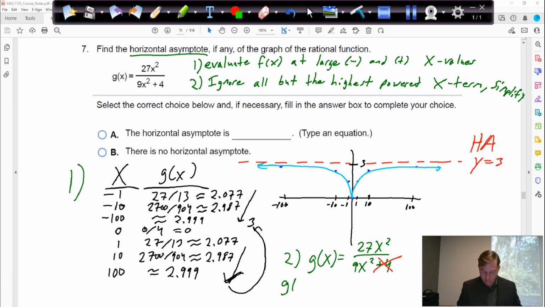And then what you're left with is 27x squared over 9x squared. And then you can say, hey, x squared on top, x squared on bottom, they're going to cancel. And you're left with 27 over 9, which is the same as 3. And so we would still say this thing's going to approach the number 3. So to finish this one, we're going to say there's a horizontal asymptote at the line y equal to 3.